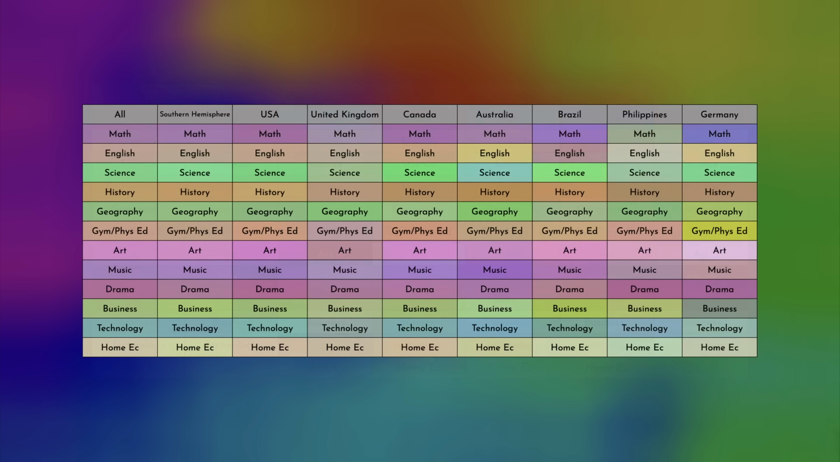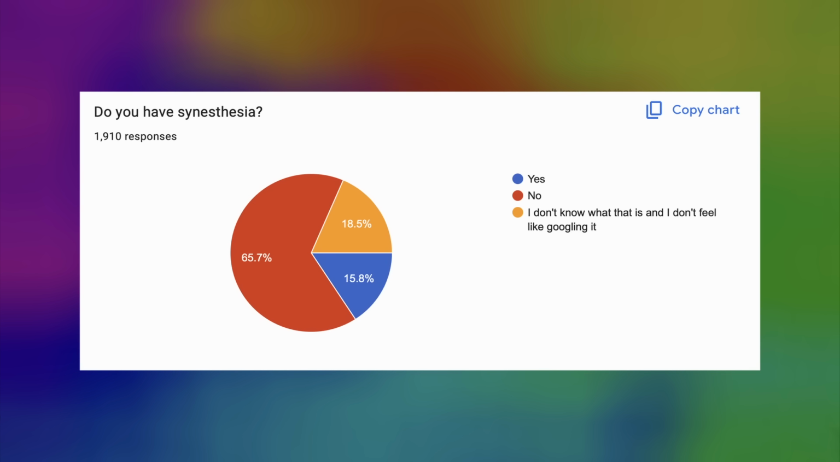And finally, here's the average colors for each subject per country. I decided to include Germany for this one since they were just below 50 submissions. They have a number of strange differences, such as gym being yellow, art being a super light pink, math being much more blue, and business being very grey. Though, because there were so few submissions for Germany, I do kinda think a lot of this weirdness was just random chance.